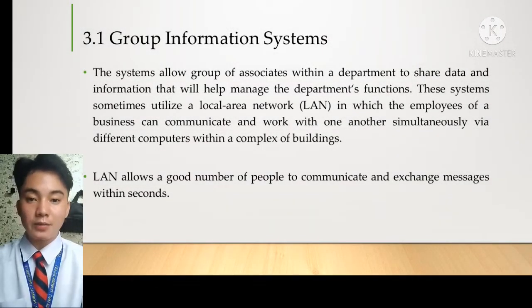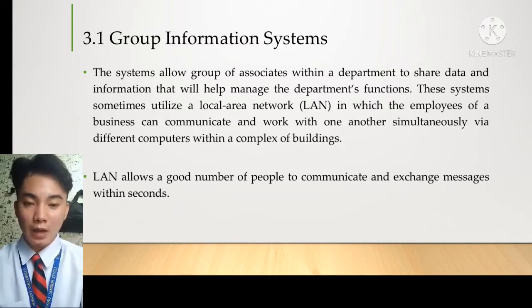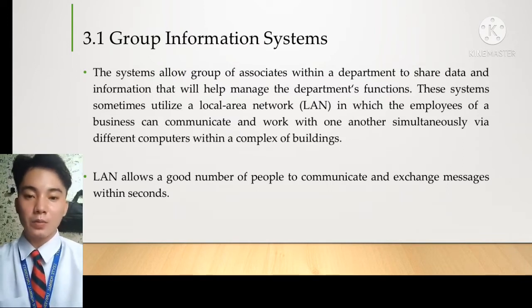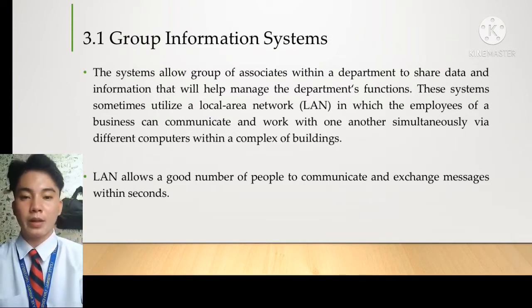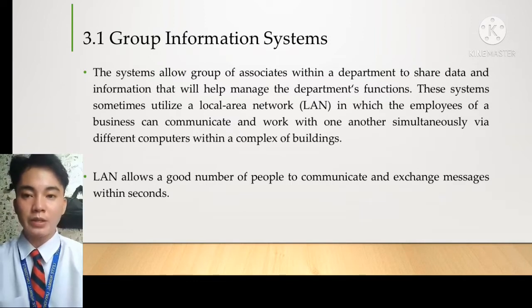Hello everyone, I'm Jason Abanag and I am going to discuss the first topic of our group discussion, and it is all about group information system. So what is group information system?